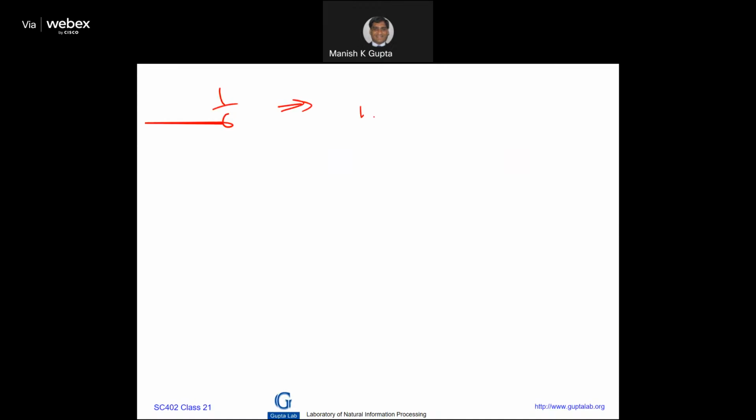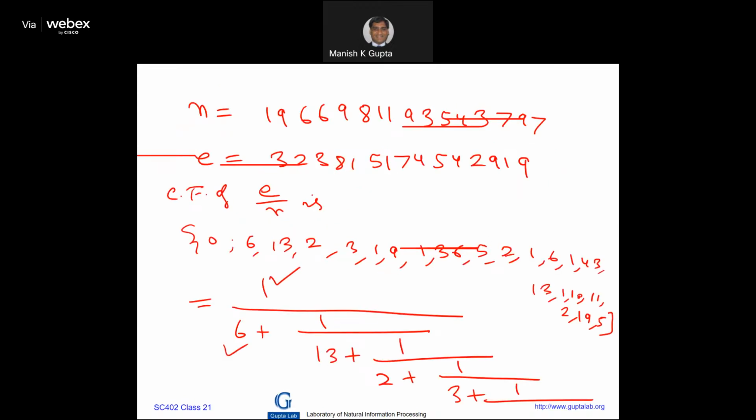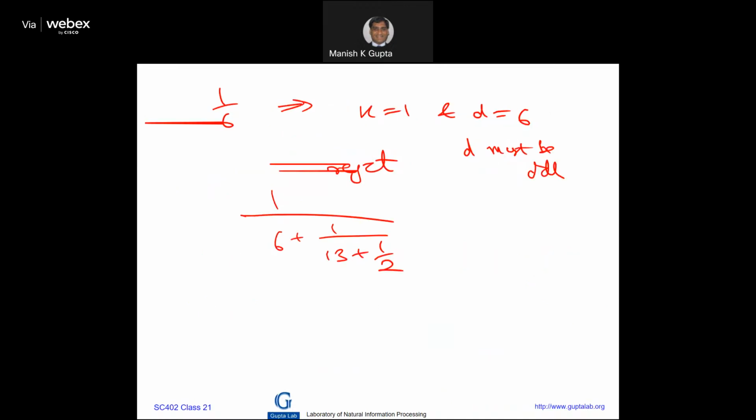So the first fraction is 1 by 6. This implies that k is equal to 1 and d is equal to 6. But d must be odd. Actually, that's a condition. So we reject this case. Go to the next value. Third fraction is 1 over 6 plus 1 by 13 plus 1 by 2. You observe that this value is 27 by 164. Again, this d is even. So we reject this case also.